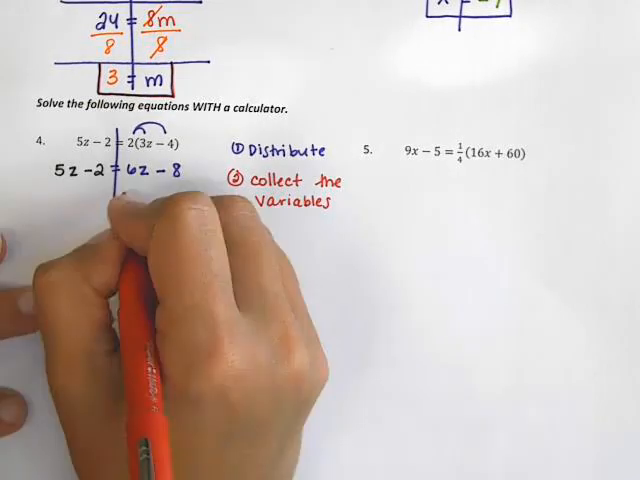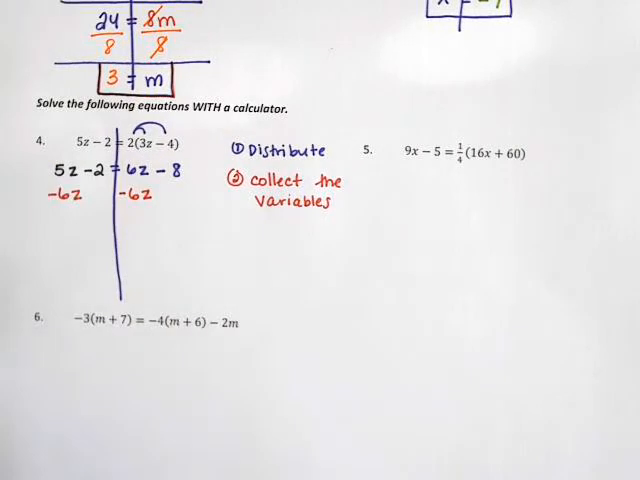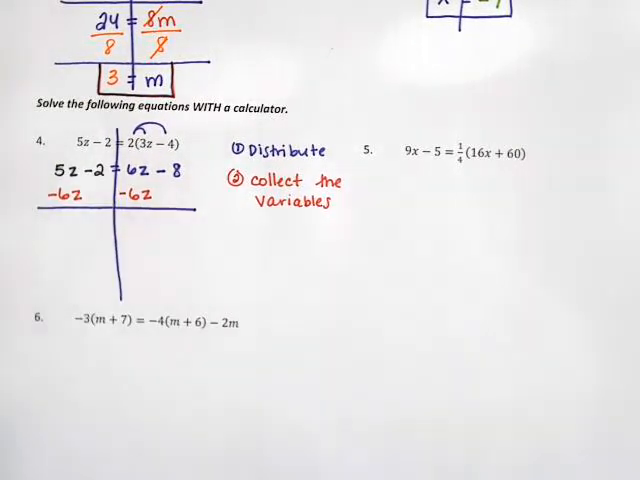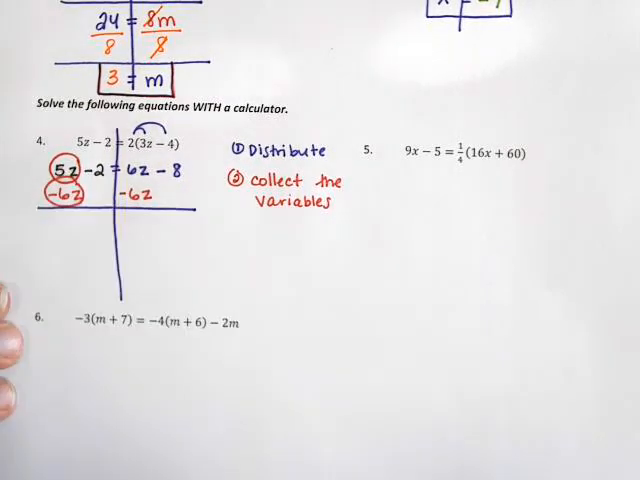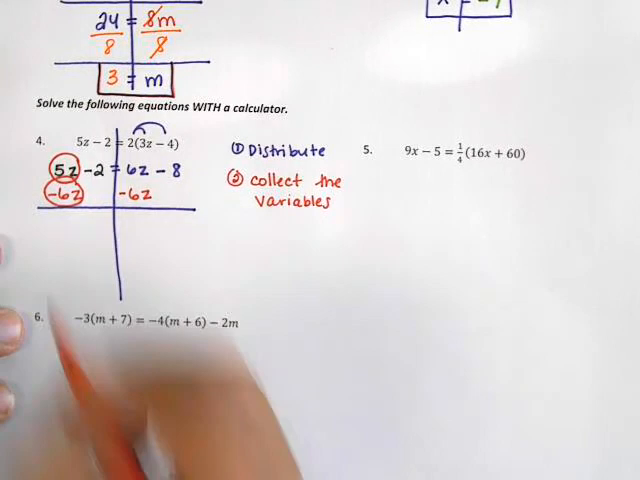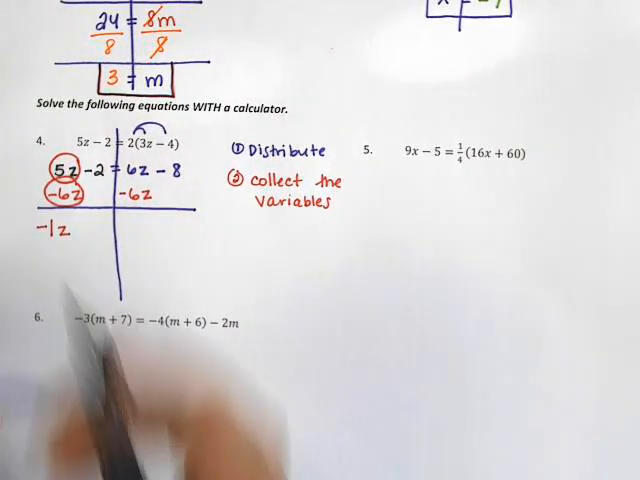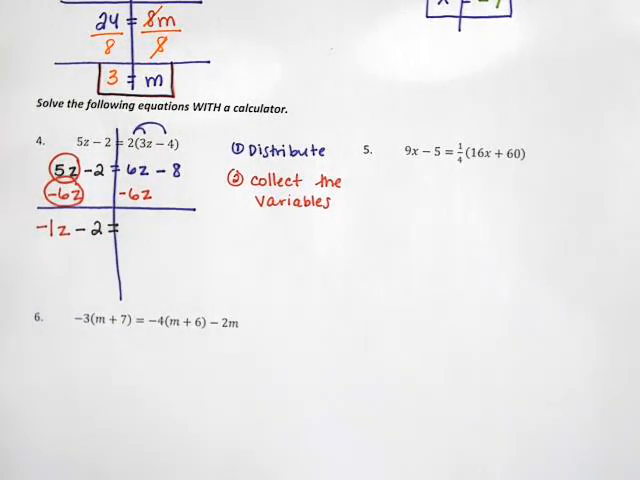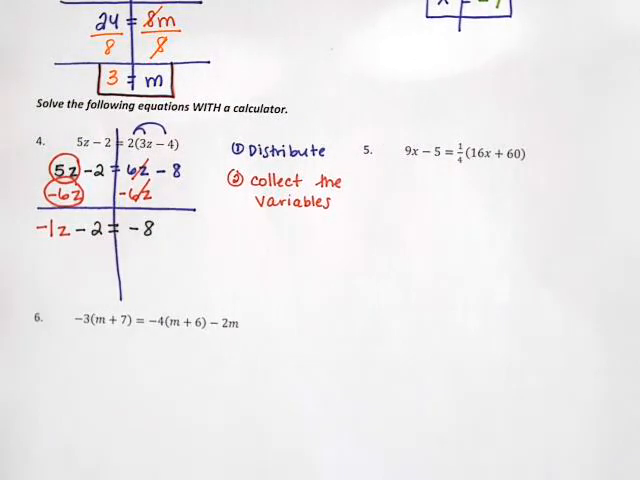In order to do that, I'm going to subtract 6z on both sides of my equation. When I do that, I'm going to combine the 5z and the negative 6z on the left-hand side, and I'm going to get negative 1z. Then I'm just going to drop down the minus 2. On the right-hand side, the 6z's cancel, so I'm just going to drop down the minus 8.